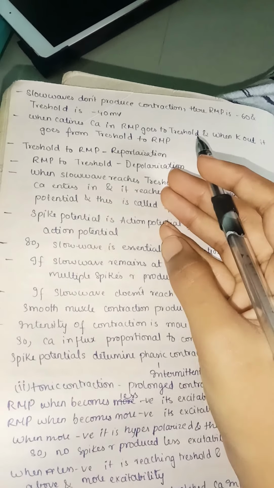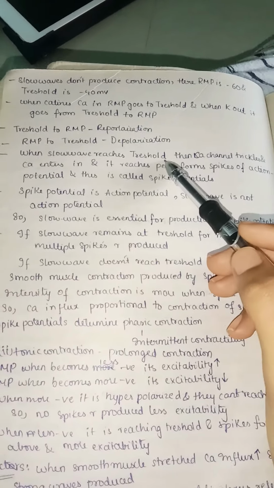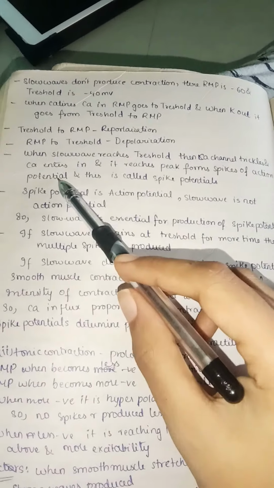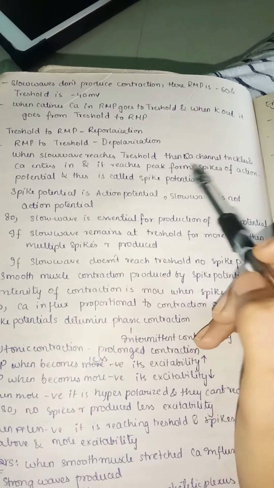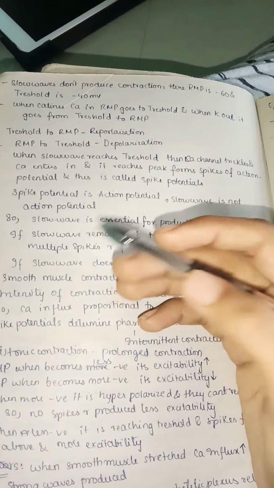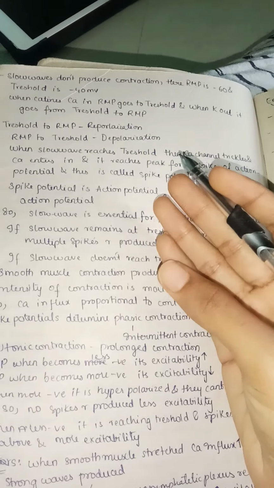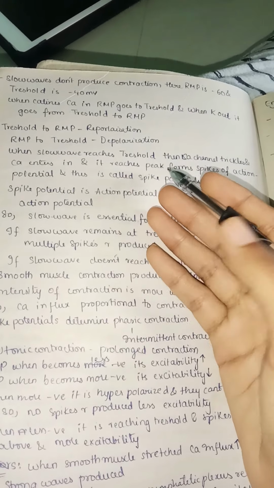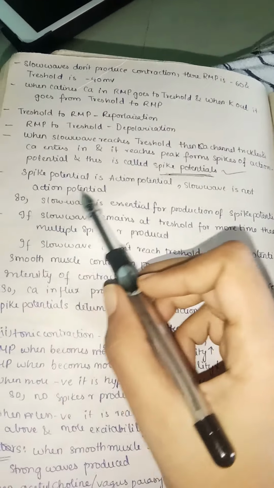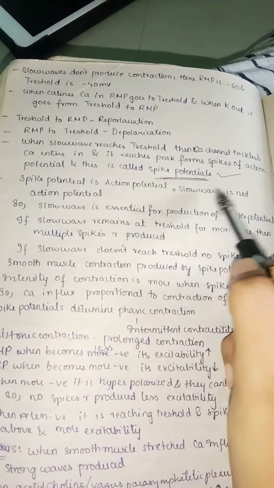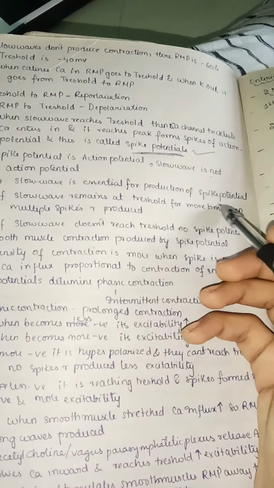I think we have already discussed this many times in general physiology. When slow waves reach the threshold, calcium channels open and calcium enters, and it reaches the peak, forming a spike of action potential, called a spike potential. So first the slow waves are formed, and now the spikes are forming because the slow wave is reaching the threshold. Whenever the slow wave reaches the threshold, it leads to formation of a spike potential. These spike potentials are true action potentials. So spike potential is an action potential, slow wave is not. Slow wave is essential for the production of spike potential, very important.